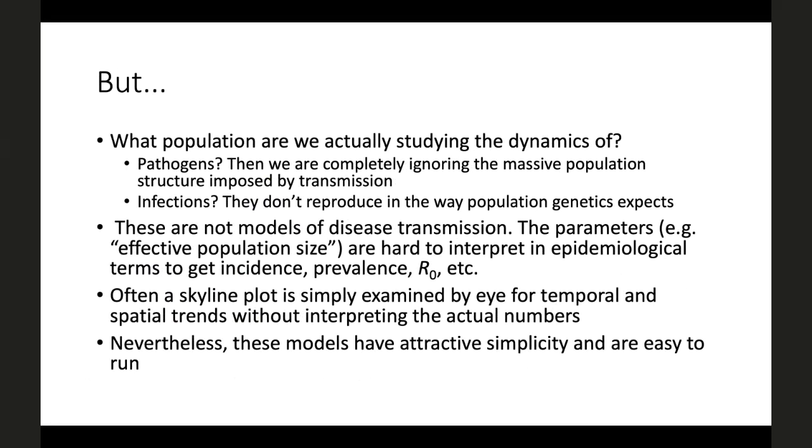Infections don't really reproduce in the way that population genetics expects, and generally these are not models of disease transmission. The parameters like the effective population size are rather hard to interpret in epidemiological terms to get incidence or prevalence or R naught or other parameters of interest. And often you find that researchers will examine a skyline plot by eye for temporal and spatial trends in the effective population size without interpreting the actual numbers. Nevertheless, these models have quite an attractive simplicity, they're easy to run, and you see them quite a lot.